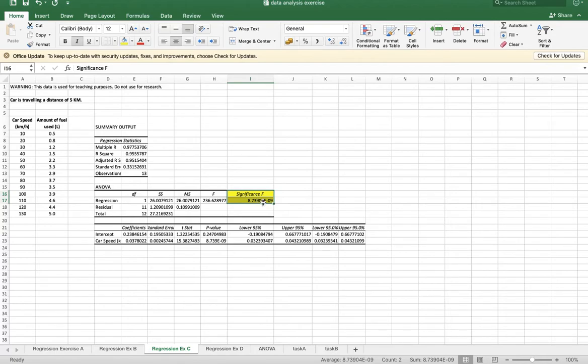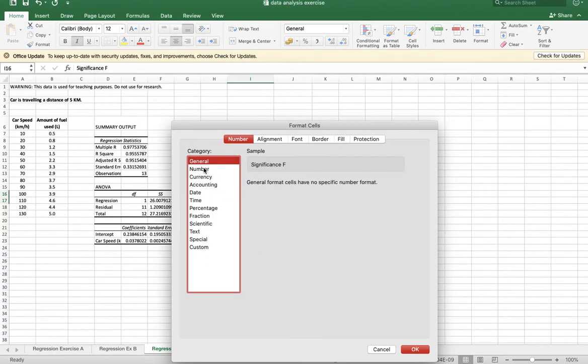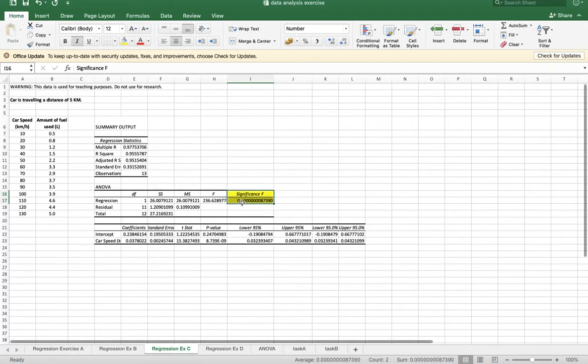So in order to help you to make that into a normal decimal point, what you can do is you right click on that data, go to format cells, press number, and then increase the decimal place so that you can see the number. See? Now you get 0.0000000087, and that is way smaller than 0.05, which means that there is a relationship between car speed and amount of fuel use.